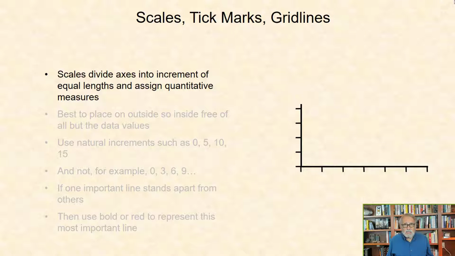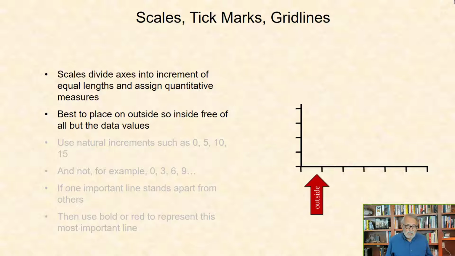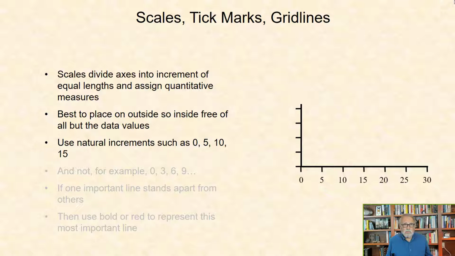Scales divide axes into increments of equal length and assign quantitative measures. It's best to place these on the outside so the inside is free of all but the data values. You should use natural increments such as 0, 5, 10, 15, and so forth. Do not use, for example, increments such as 0, 3, 6, 9, and so forth.